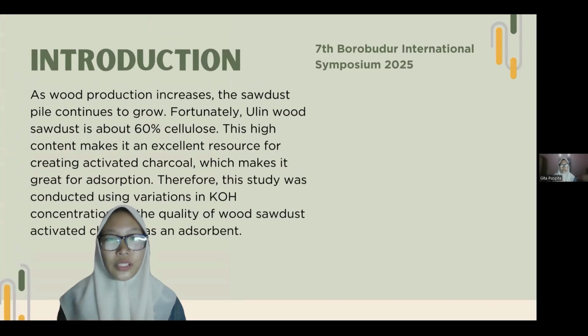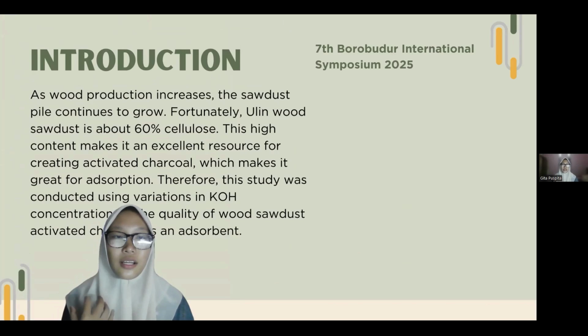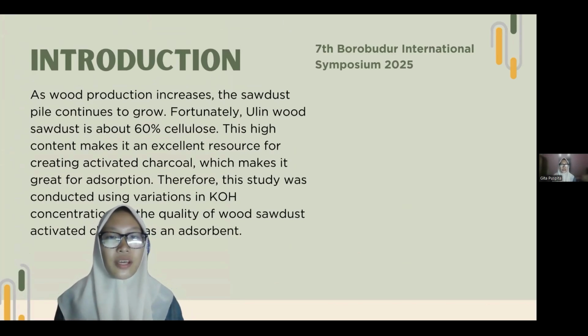As wood production increases, the sawdust pile continues to grow. Fortunately, ironwood sawdust is about 60% cellulose, and this high content makes it an excellent material for creating activated charcoal, which is great for absorption. Therefore, this study was conducted using variations in KOH concentration on the quality of wood sawdust activated charcoal as an adsorbent.